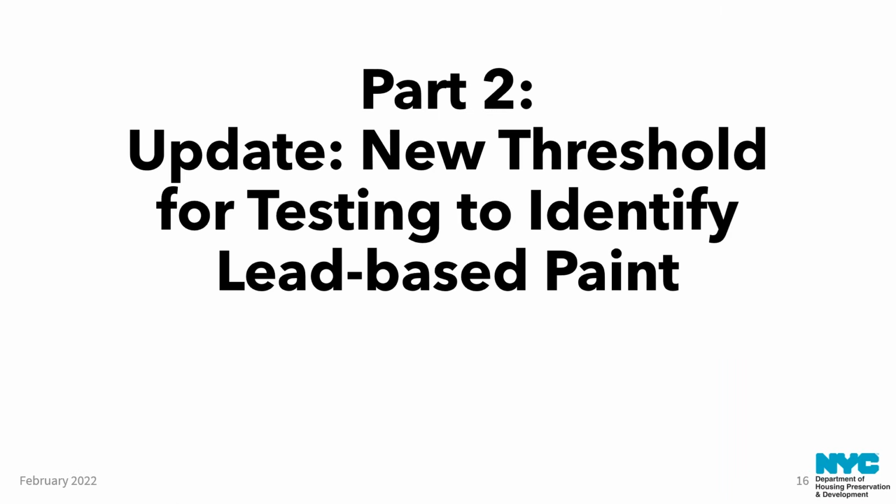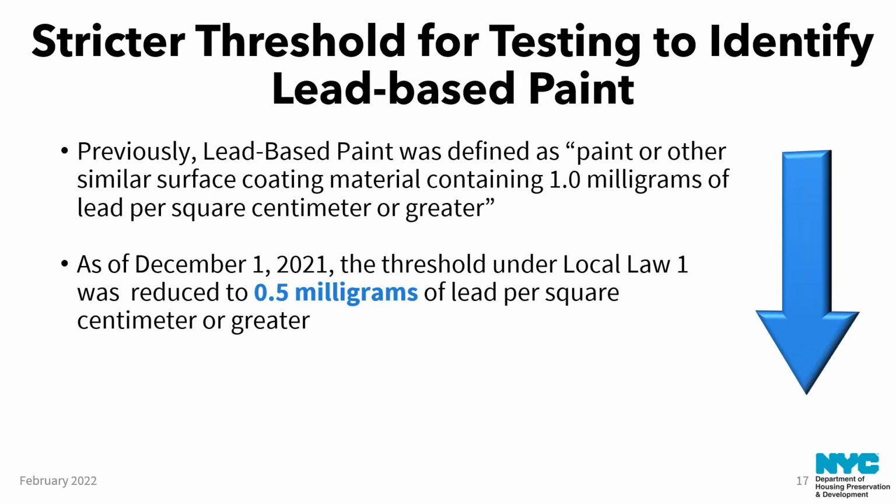Okay, now before we get into the topic of exemptions, I had promised that we were also going to give you an update on the new stricter threshold for testing to identify lead-based paint in units in your building. So previously, lead-based paint had been defined as material containing 1.0 milligrams per centimeter squared or greater. And as of December 1st of last year, the threshold was reduced by half to 0.5 milligrams of lead per square centimeter. So let's talk a little bit about what that's going to mean for building owners in New York City.